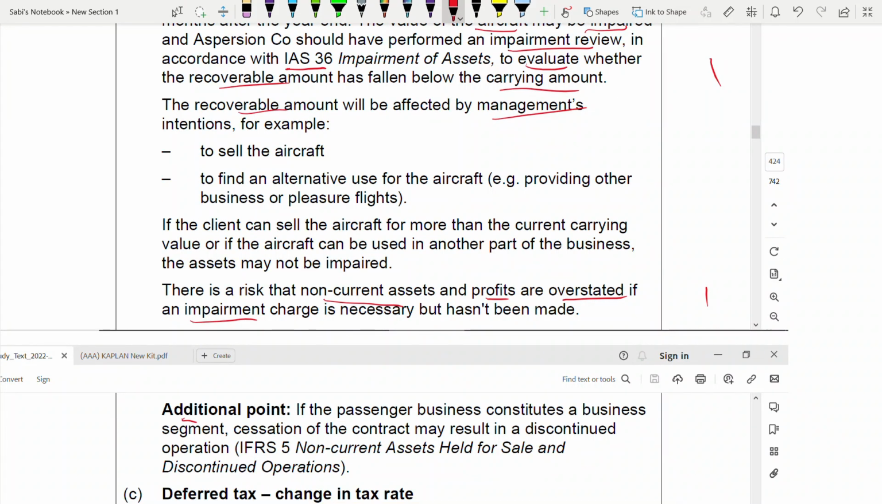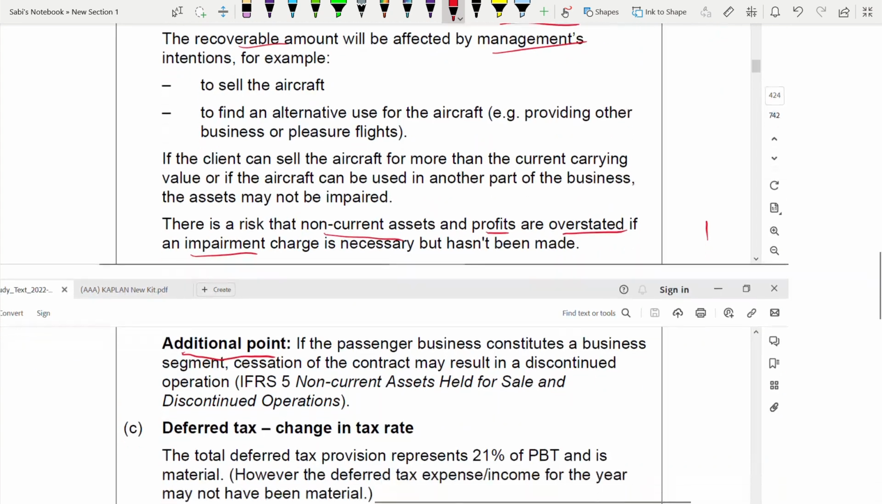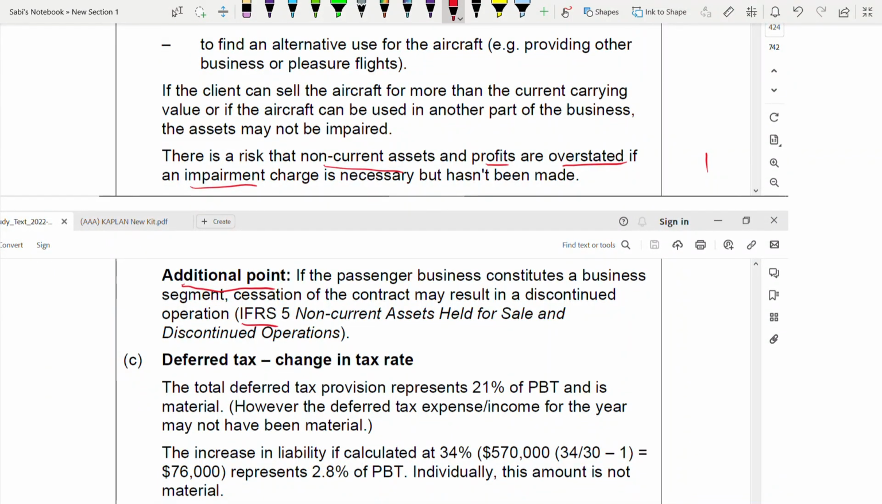Additional point. Some of you might write this as IFRS 5. That means some of you might think that this passenger business, you cease to use it, right? So this could be a business segment itself. This could be a separate business segment. And if this is to use this, it could be a non-current assets held for sale, IFRS 5. So if you plan to stop this segment, it could be a discontinued operation according to IFRS 5.